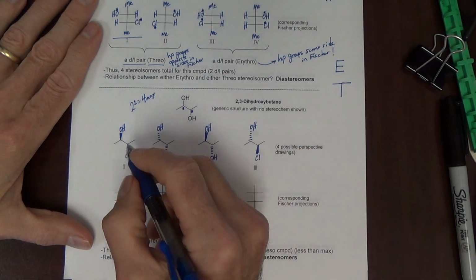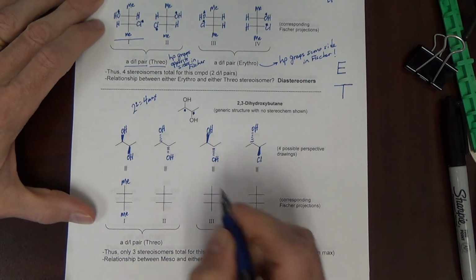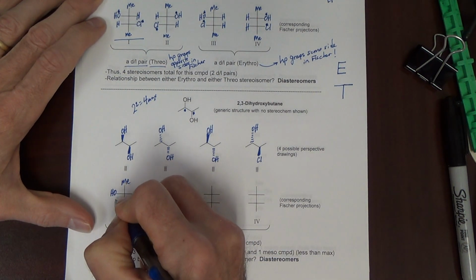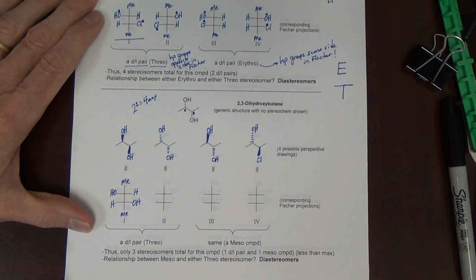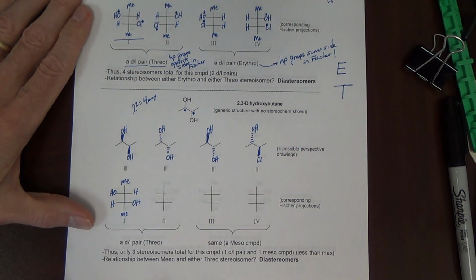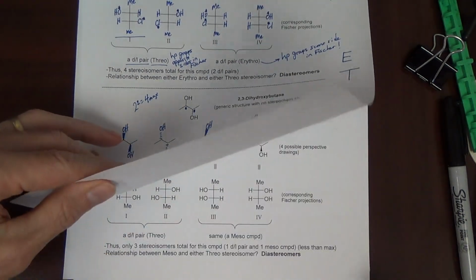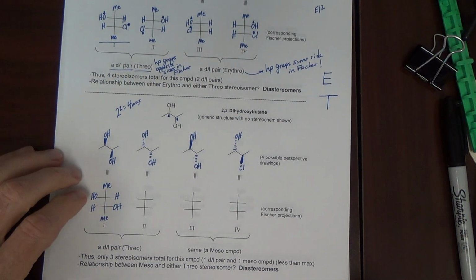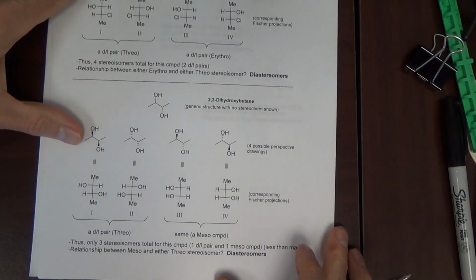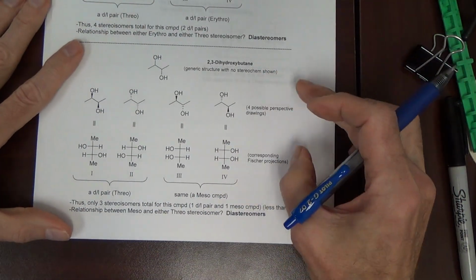Now I can just fill these in the same as above. Methyl, methyl, OH, H, H, and instead of chlorine, make that OH. So I can go through and do that. All right. But if we turn over, I have a page that already has the top and thus the bottom completed.